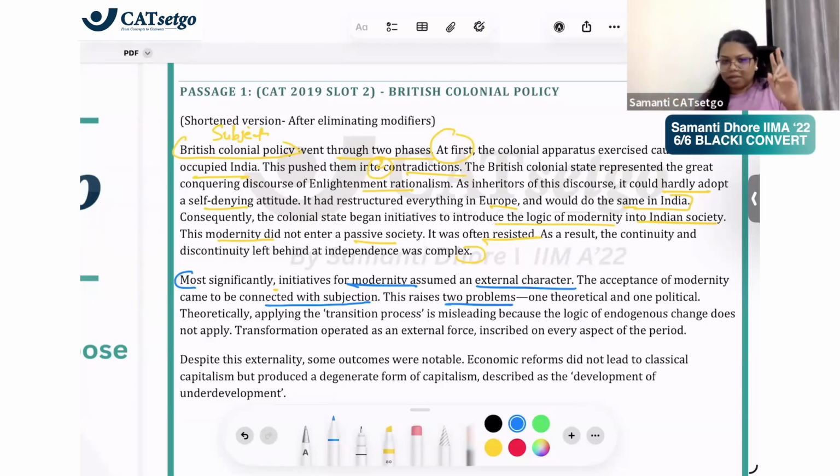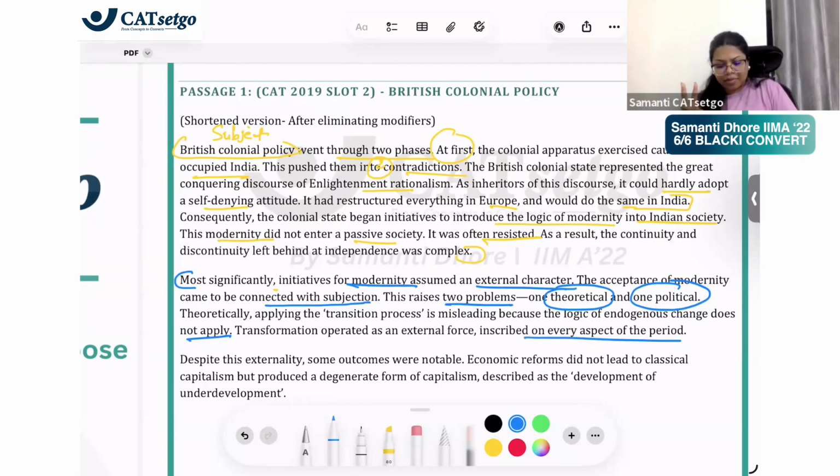Because of which two problems happened. One was theoretical, another was political. Theoretically, what happened? Applying transition process is misleading because the logic of endogenous change does not apply. Because this transition process was not natural, it was forced. So theoretically, you cannot say that this was a transition. It was force also, it was dominance only. You're changing people. They are not transitioning all by themselves. The modernity is not by themselves, right? So theoretically, that was the problem.